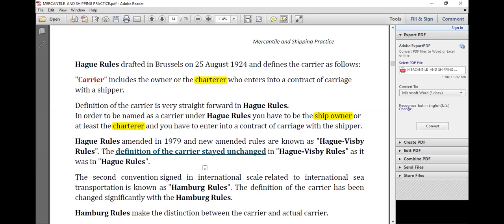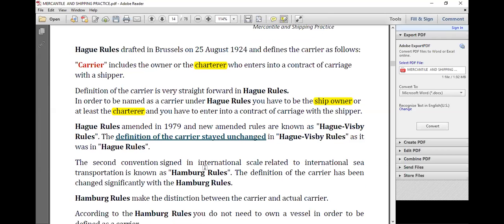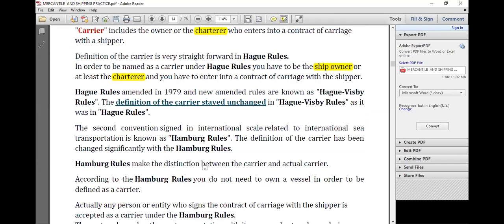Okay, so some amendments were done so that the shippers also feel that these laws give them an advantage, not that they only give advantage to the carriers. So the amended rules came in 1979, and were called the Hague-Visby Rules. So when somebody talks about the Hague-Visby Rules, simply know that these are the amended Hague Rules.